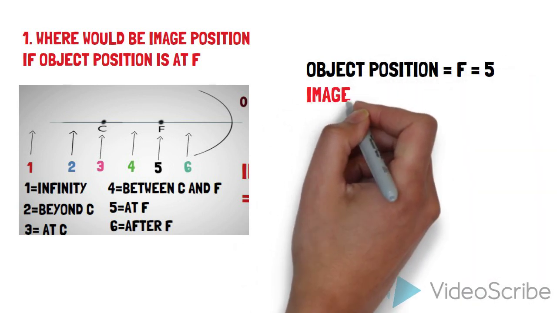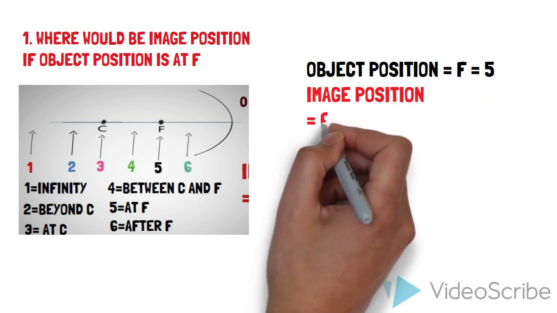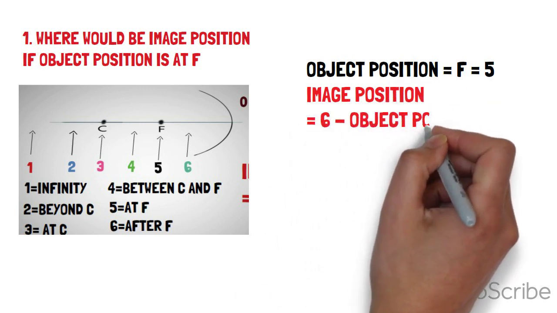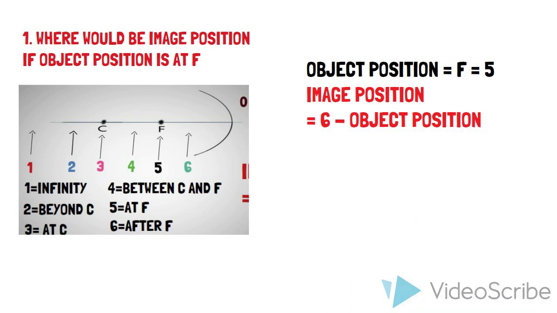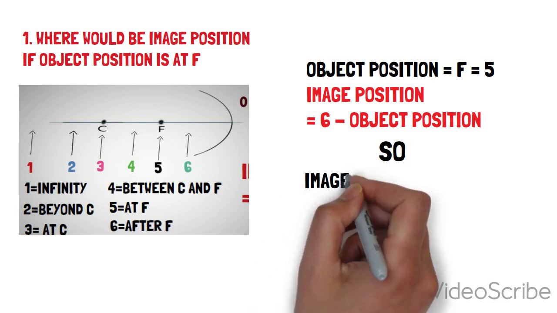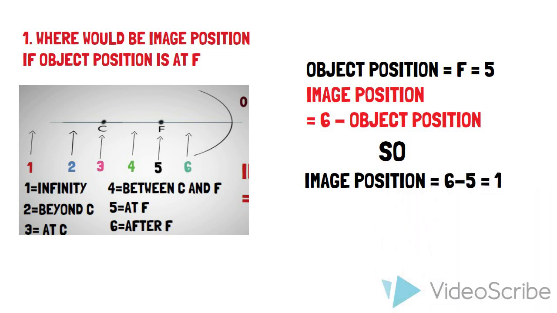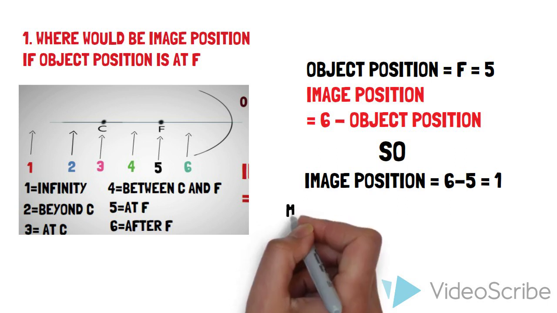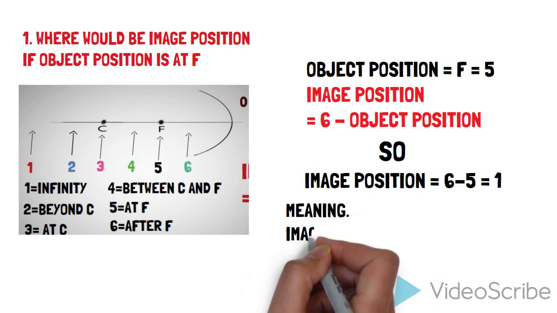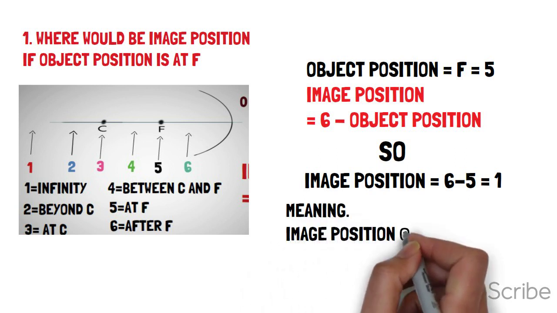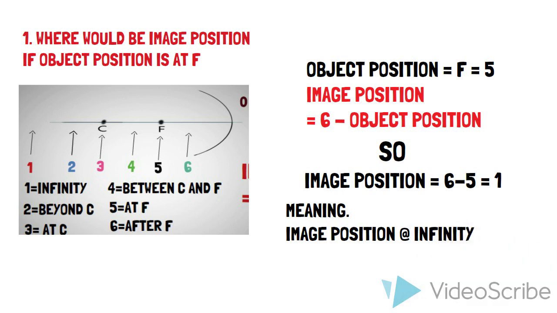And then remember that our formula says image position equals 6 minus object position. So this means image position will be equal to 6 minus 5, meaning our object position, and this equals 1. Now looking at our illustration again, 1 points to infinity. So this then means that the position of our image is going to be at infinity.